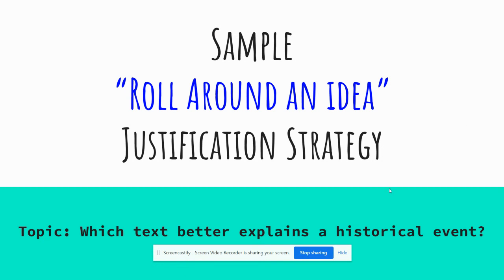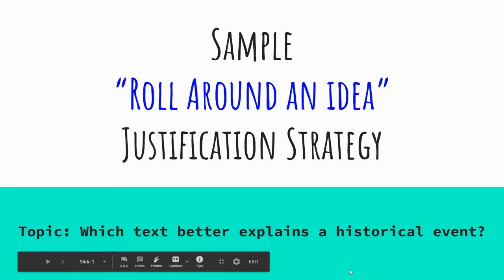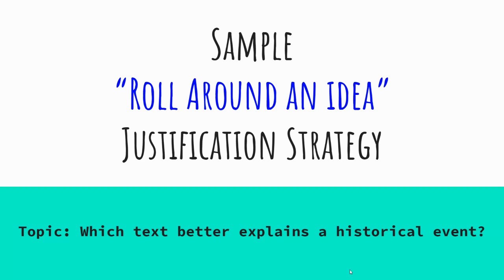So as a teacher, the first thing you're going to do is give them a topic. So in this case, I've chosen which text better explains a historical event. And so in your directions to students, you tell them that the sentence frames are going to revolve around that. And in this case, it's going to revolve around two texts.